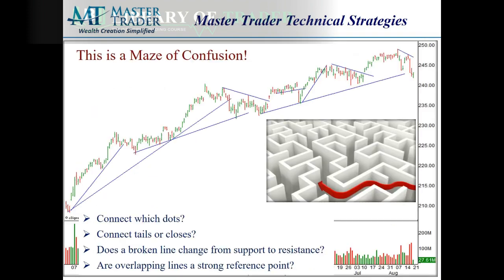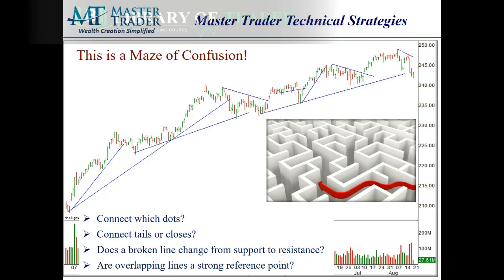This is what I call a maze of confusion, and this is what you'll typically see on CNBC or different educators and such trying to determine what's the trend, when does the trend change, when does it break from an uptrend to a downtrend, and vice versa. And these are some of the questions that I asked myself when I was doing the same thing almost 30 years ago. I would say, well, connect which dots? Meaning, do I connect from one tail to the next? Do I connect from closing prices? Should I look at the chart based on closes and connect the trend lines based on that?